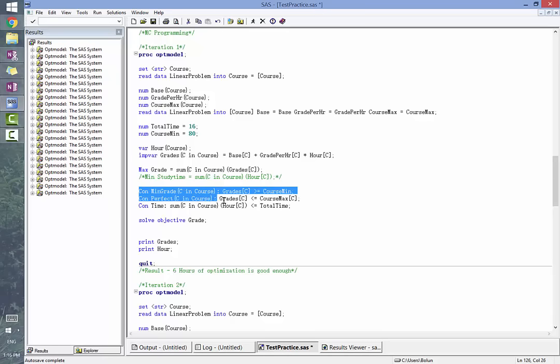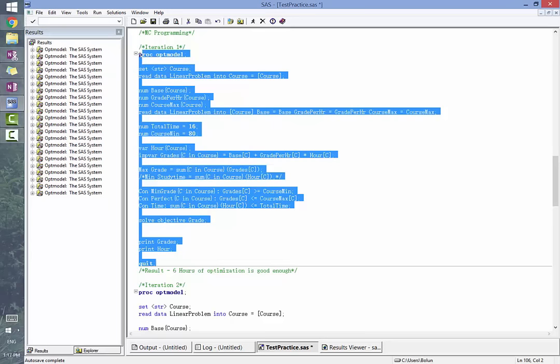We have our three constraints, where this is a new one. For every course, our grades have to be greater than or equal to the minimum grade, which we saw was 80. And let's solve this.